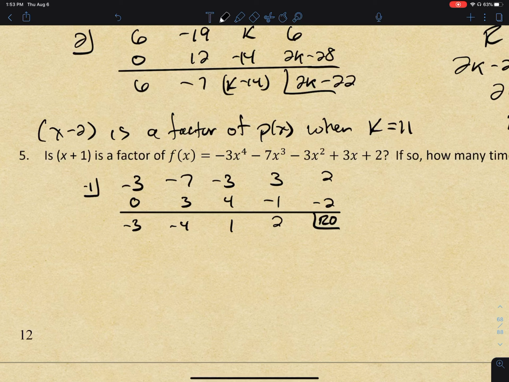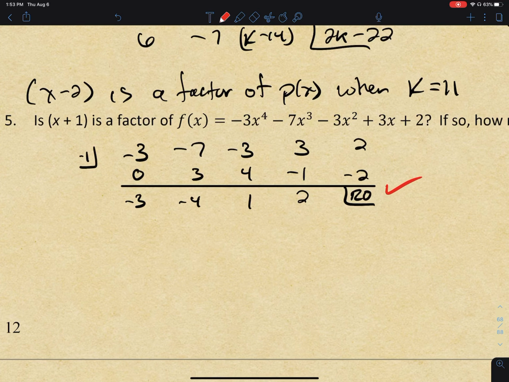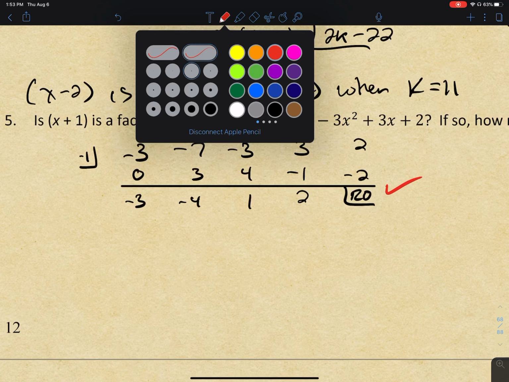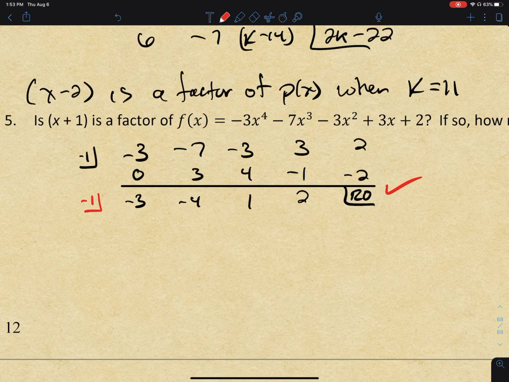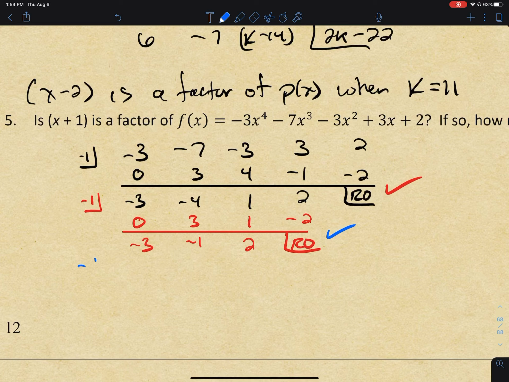So it's a factor once for sure. So that checked out. Let's do it again. Now, when we do it again, we can just take the depressed polynomial and divide it by negative 1. I'll use a different color for this. See if this works again. So we add and we multiply, and we add and we multiply, and we add and we multiply. We got remainder 0 a second time. So this has worked twice. Let's see if it works thrice.